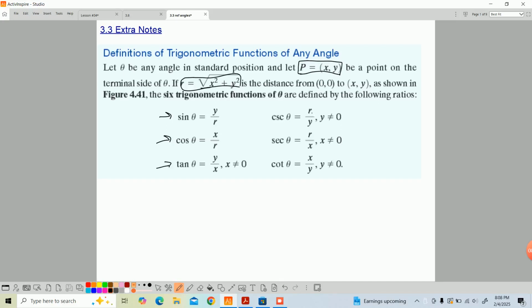And so it's no surprise that we see here that the formula for cosecant of theta is just the flipped version of this, right? So that would be r over y. And then the secant of theta would be r over x. And then the cotangent of theta is x over y. Okay, so that's what we're going to be seeing here. And I just wanted to do a little side piece on that.